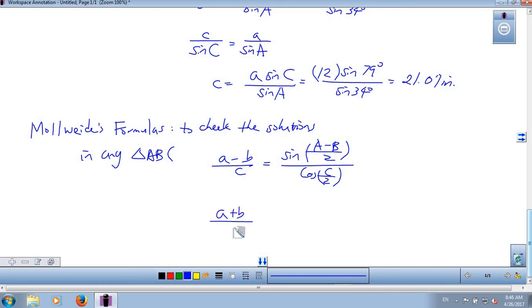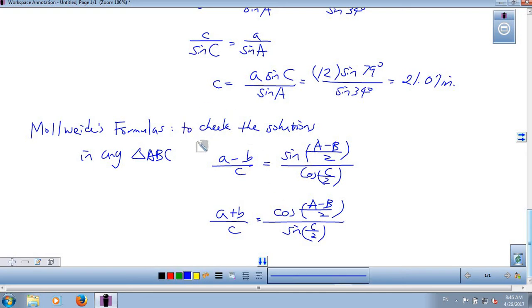Or if we do A plus B over C, it will be equal to cosine of angle A minus angle B divided by 2, divided by sine of angle C divided by 2. So these two formulas will allow us to confirm the angle measurements and the side measurements we got. It works for any triangle. It doesn't have to be a right triangle. It can be an oblique triangle. It can be a right triangle. It will always work.